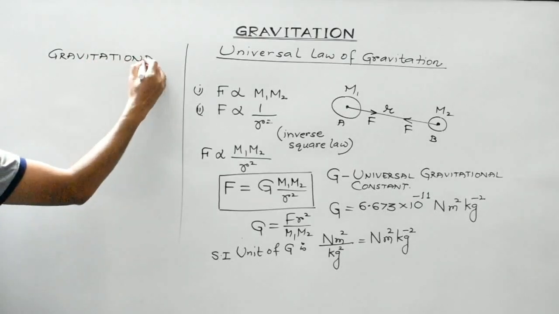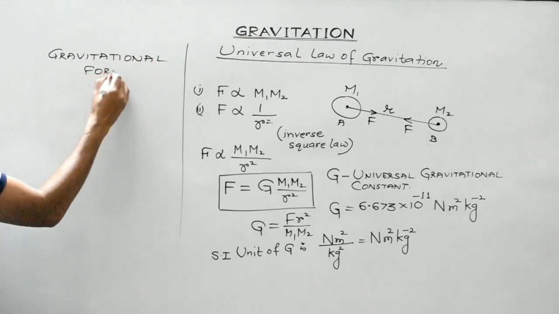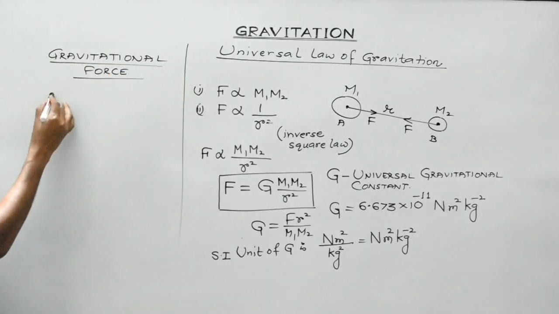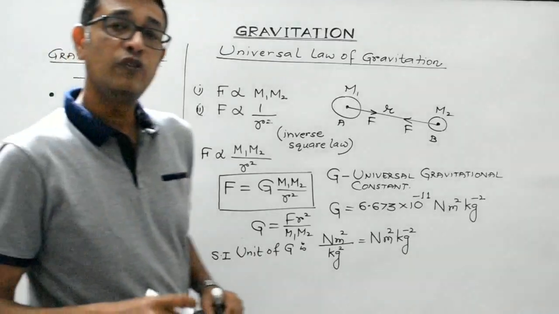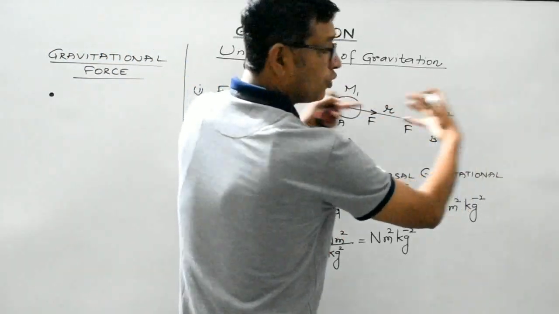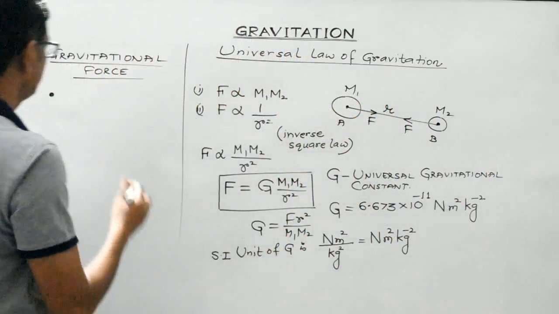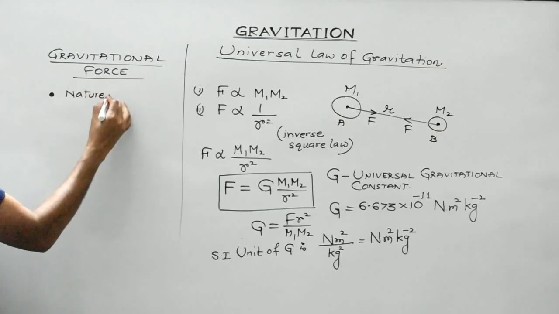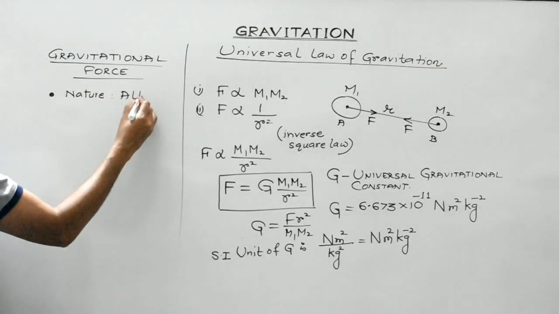Gravitational force. Now, first important property is it is always of attractive nature, right? The two bodies will tend to attract each other, right? So its nature is attractive. The nature of the gravitational force is always attractive.